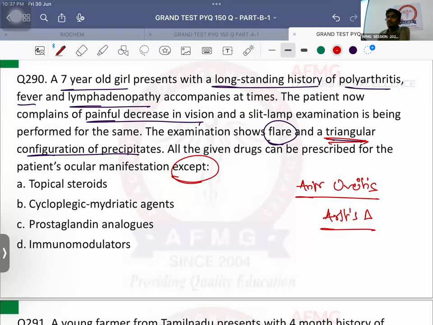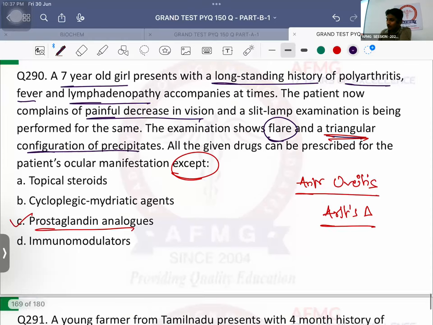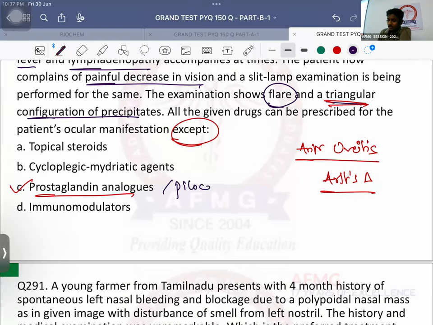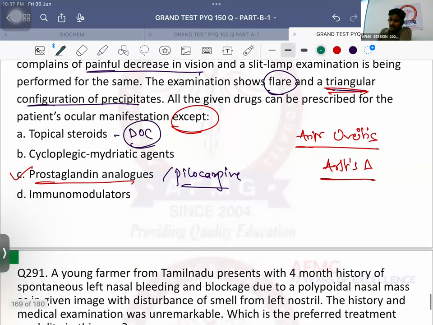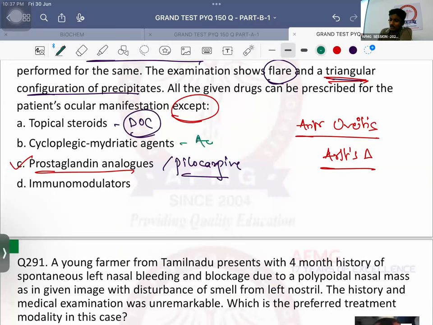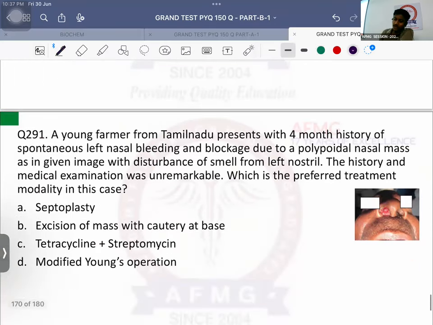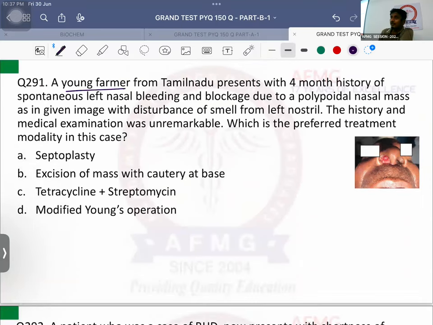So usually we know which two anti-glaucoma drugs are not indicated in cases of anterior uveitis. Prostaglandin analogs like latanoprost, and second, a cholinergic agent like pilocarpine. Drug of choice for anterior uveitis is usually the steroids. But in cases of acute attack, the drug of choice will be a cycloplegic mydriatic agent, something like atropine, because it will give pain relief by relaxing the ciliary muscles. That will be the main aim in an emergency, pain relief is needed.